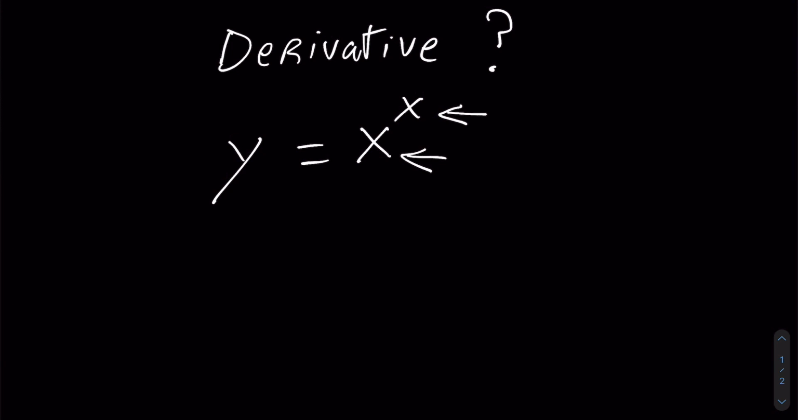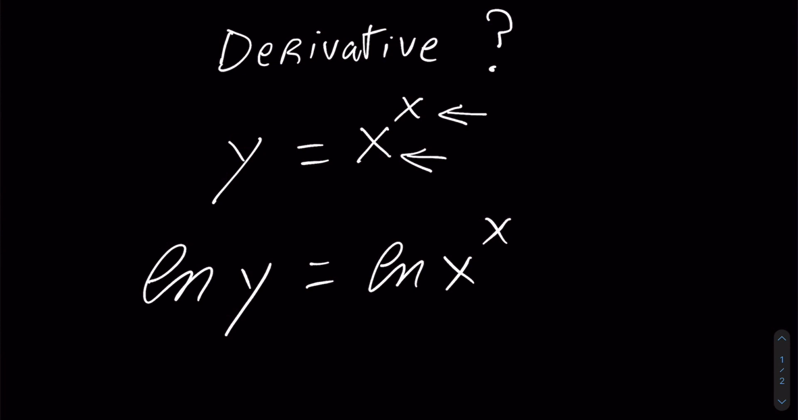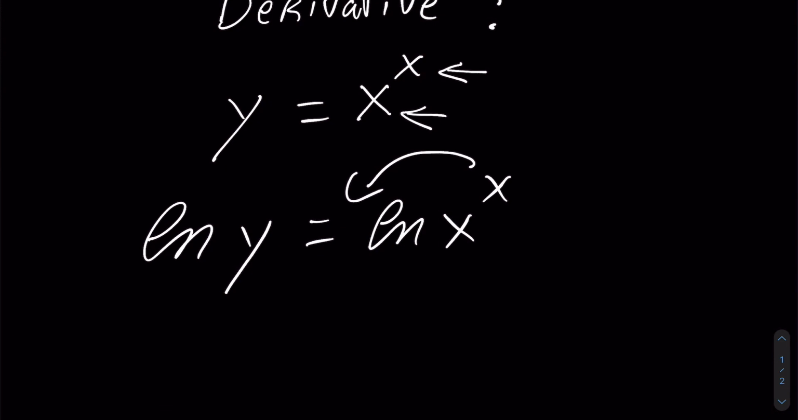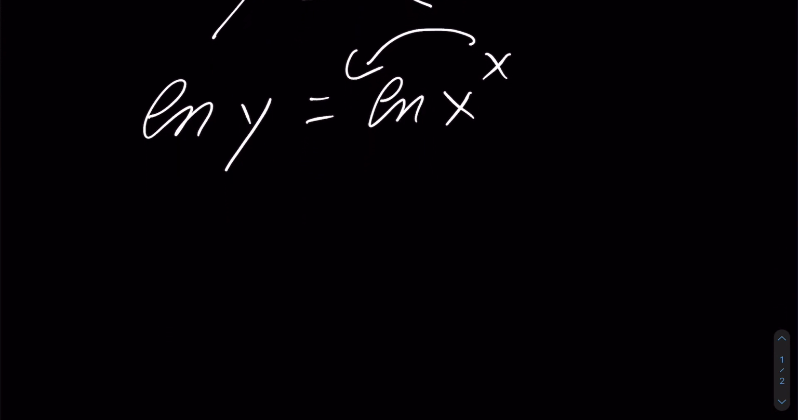We're going to take the ln on both sides. This is step 1. ln y is equal to ln x to the x. That allows us to use the logarithmic rules to move the x over, which is going to be a form that we can digest now. We can do something with this. And so now we're left with ln y is equal to x times ln x.